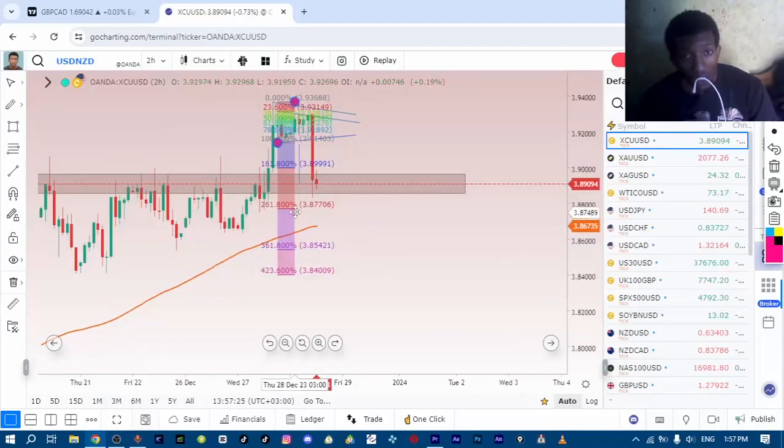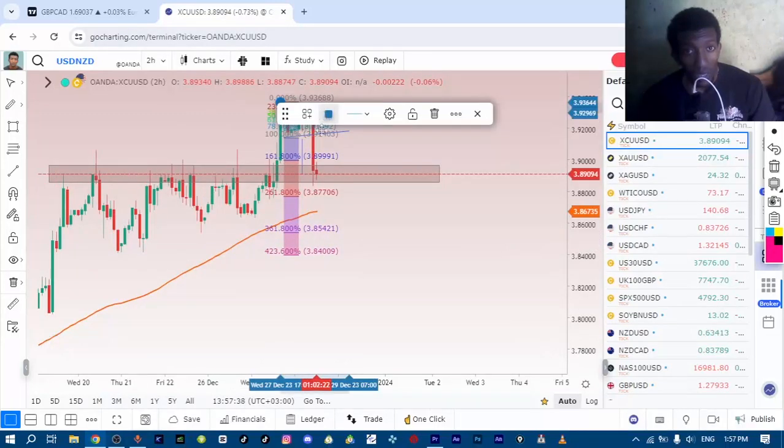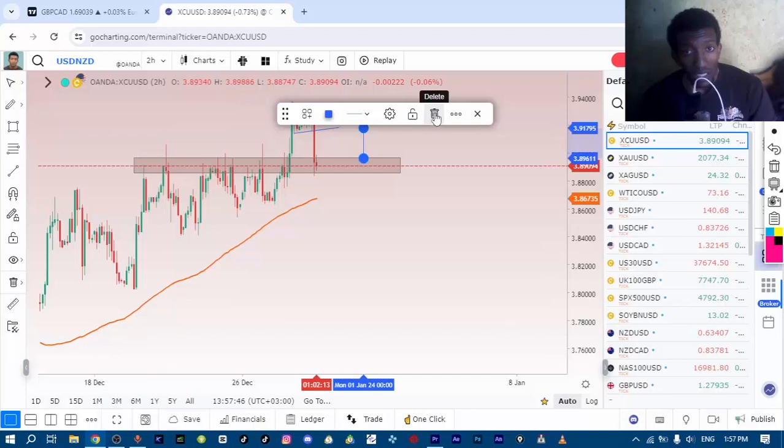So your second TP is this one, and your third TP would be right here. If you let it run, your third TP could potentially be hit. So that is how copper behaved. That is how copper did a great trade.